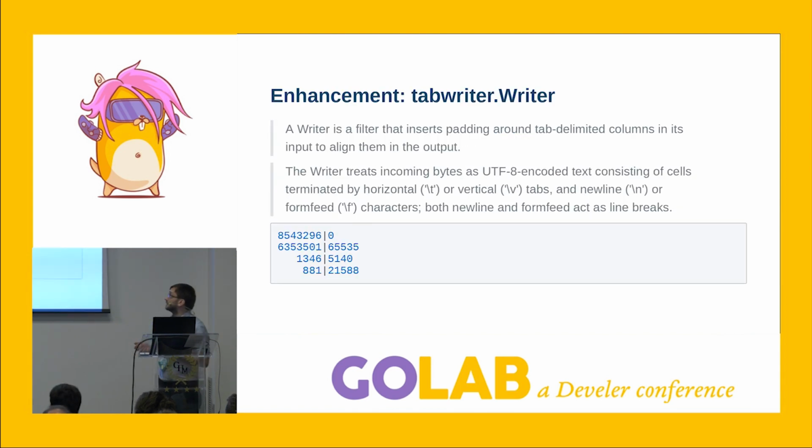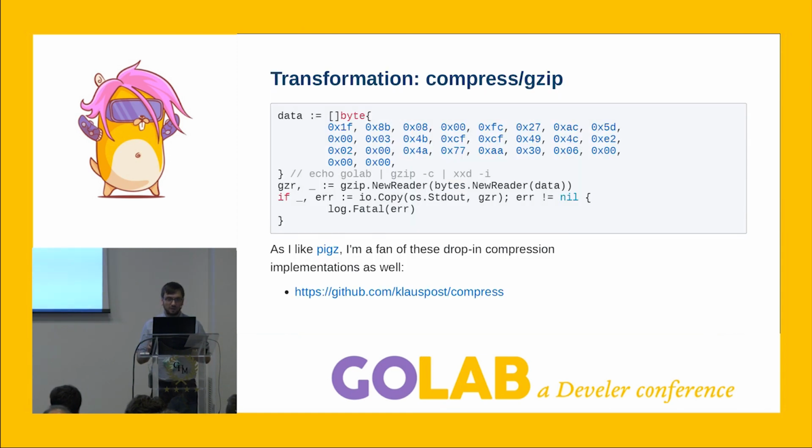On the writer side, there's a package TabWriter, which is also a filter. It implements the write interface. You just write your data that contains tabs or new lines in there, and it will write out a nicely formatted table. So you can use this as a filter.